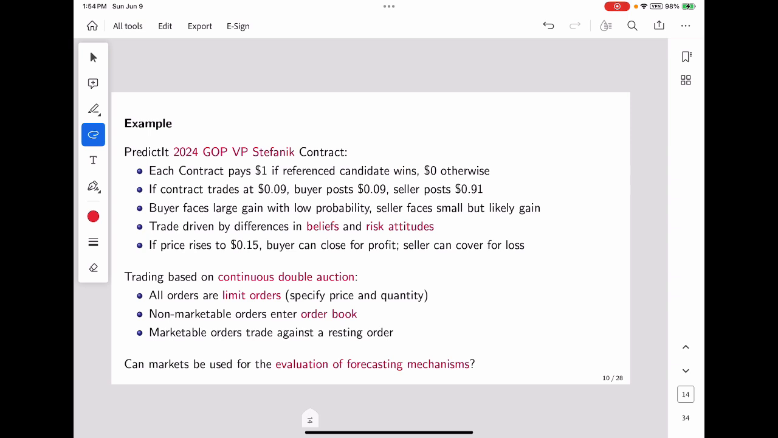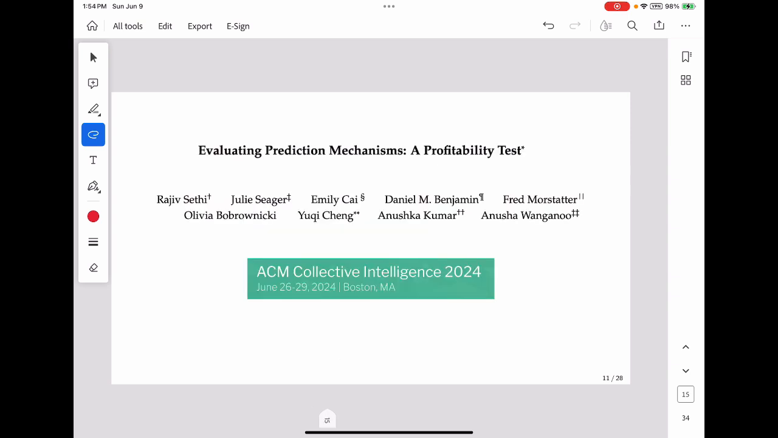Now, the question I want to address next is based on some recent research, and it relates to whether or not markets can be used for the evaluation of forecasting mechanisms. So what I'm going to describe is a recent paper that will be presented in a couple of weeks at the Collective Intelligence Conference in Boston. And it's written with a bunch of people, many of whom are former or current students.